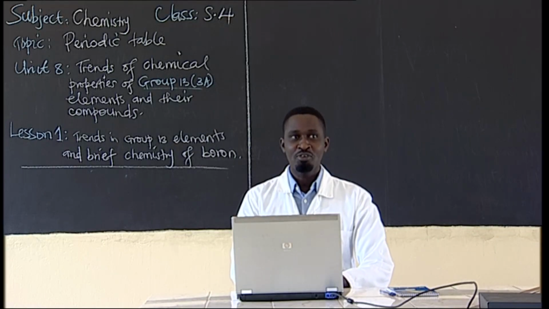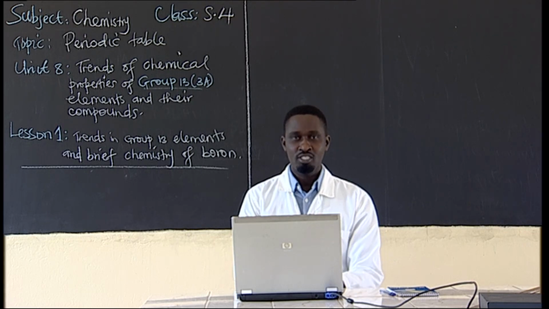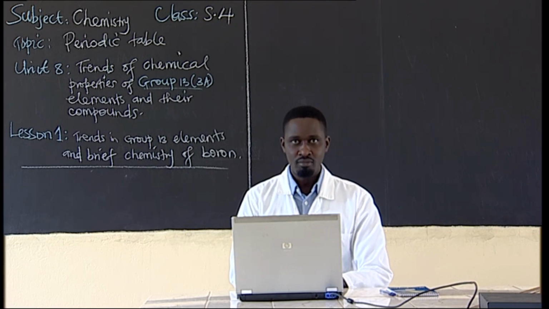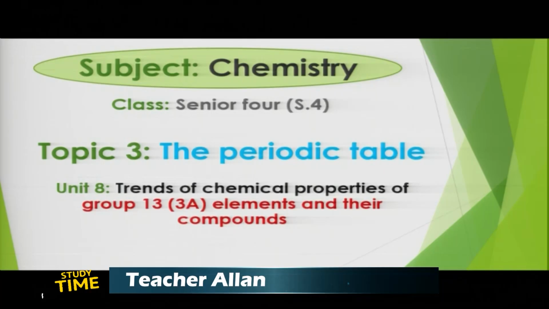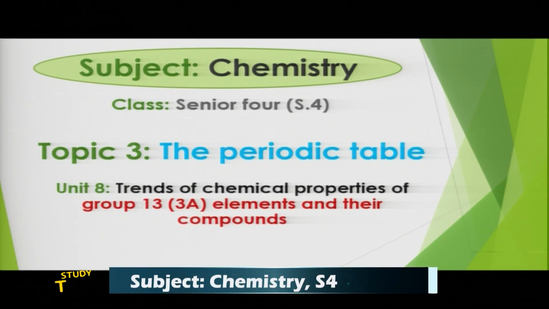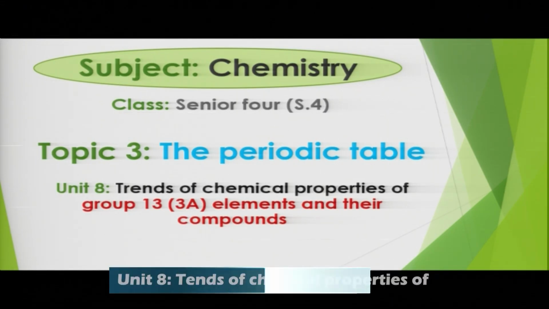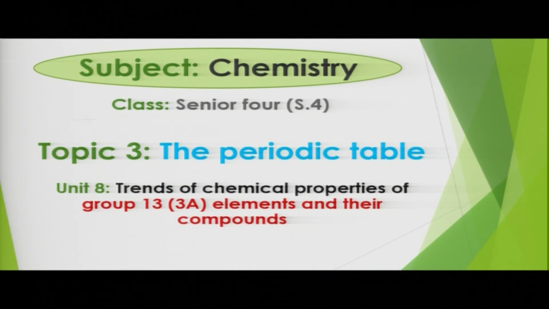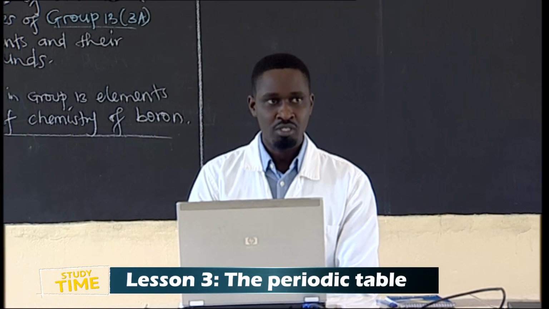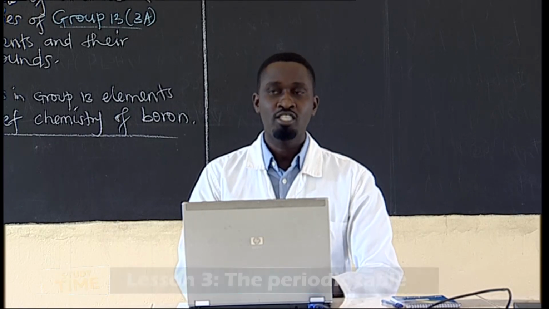Hello, Senior 4 students. I'm Alan, and I'll be teaching you chemistry. So today we are still on topic 3, which is the periodic table, and unit 8 about trends of chemical properties of group 13 or group 3 elements and their compounds. So that is what we shall be looking at. We shall take some more time and exhaust that topic 8.